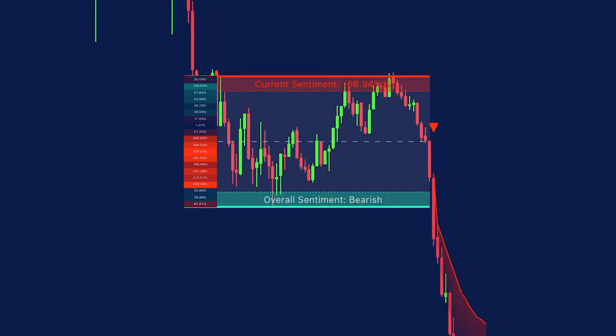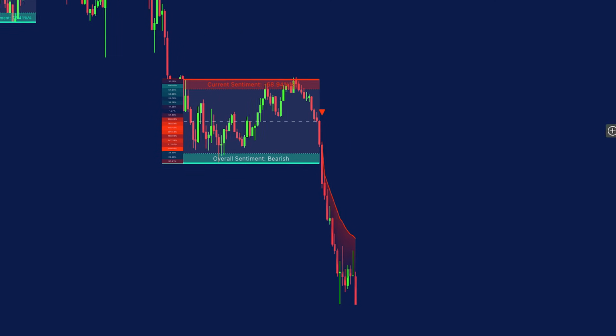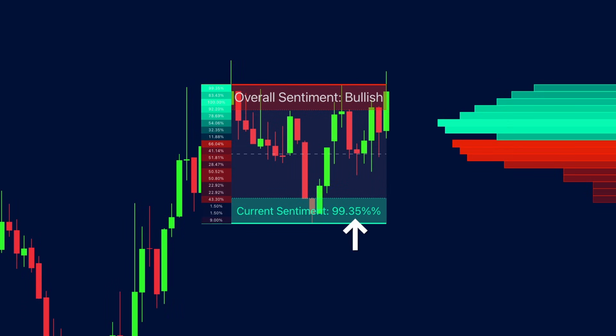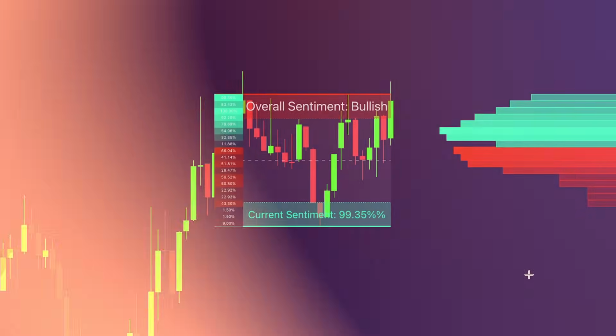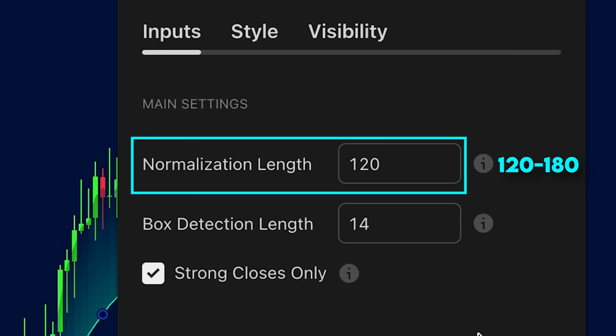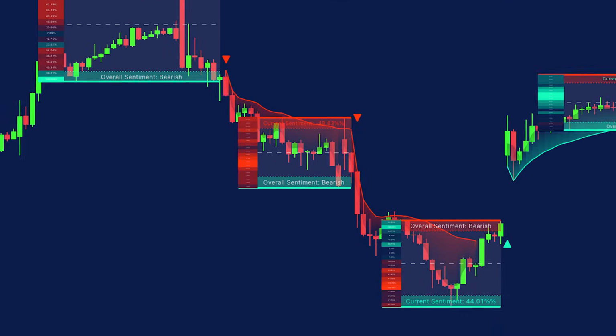Why? Because crypto consolidations happen fast and break faster, so you need fast response to catch these quick accumulation zones before they explode. Also, expect more rapid sentiment shifts. A channel can go from 17% bullish to 90% bullish in just a few candles when whales start accumulating. For stocks, bump your normalization length to 120 to 180 for cleaner channel detection. Stocks move more methodically than crypto, so you can afford longer look-back periods.